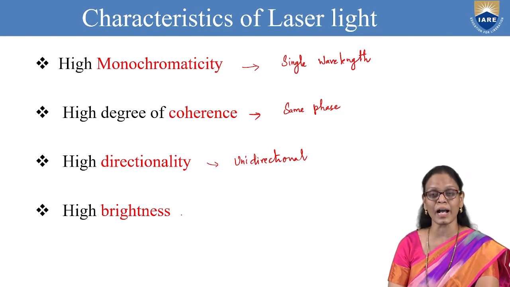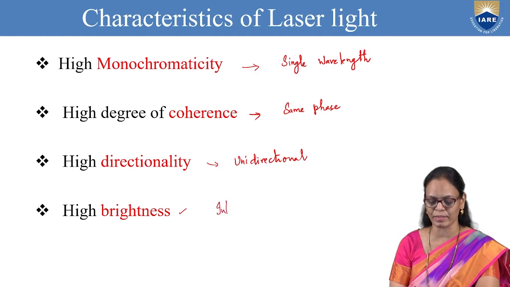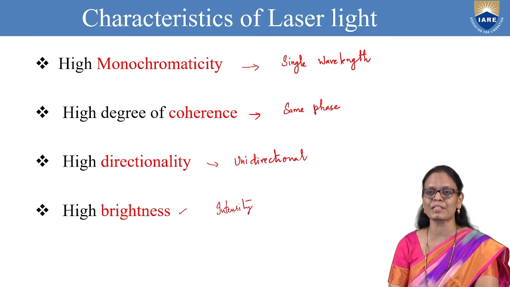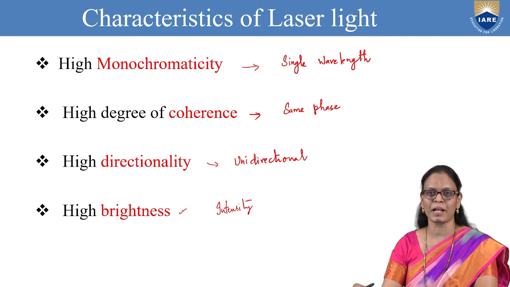Then comes high brightness. Brightness is always related to intensity. That is, the amount of light that is emitted per unit area per unit time is more. So that is why it is very bright.